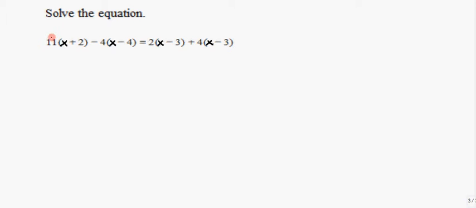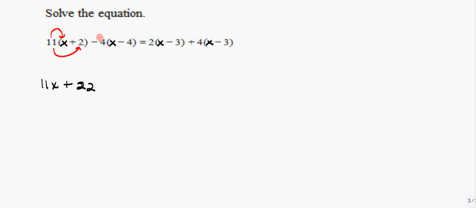We take, in this case, the 11 and distribute it through the parentheses all the way through. So that means 11 times x. So we get 11x. 11 times 2, those are both positive, so it's plus 22.